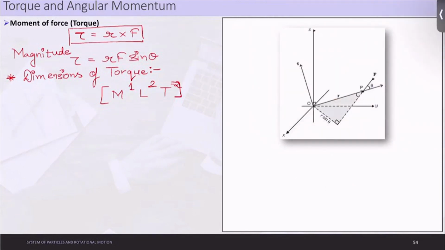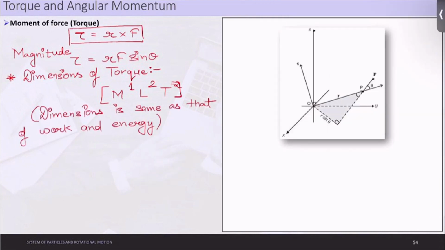Next thing is, its dimension is the same as that of work and energy. It's just an observation. The dimension is the same as that of work and energy, but it is very different from what work and energy explain to you. Work is F into D, and D is in meters only. That's why the dimension is coming the same. But these are two very different concepts from each other. Also, we can refer to this as: torque, this vector tau, is a vector quantity, but work done is not a vector quantity, it's a scalar quantity.